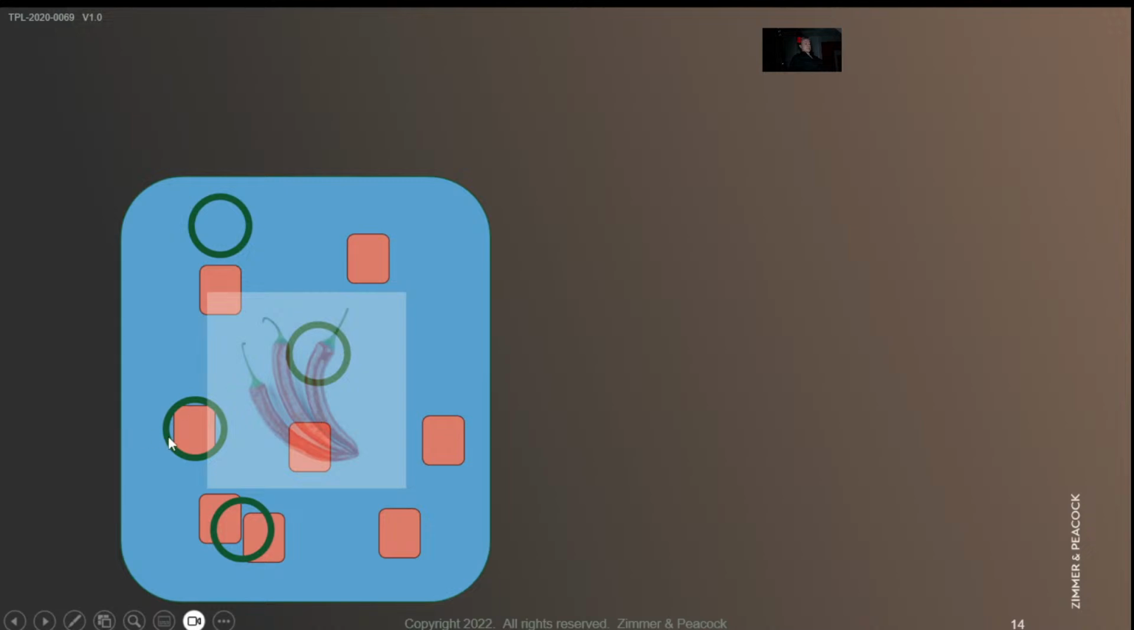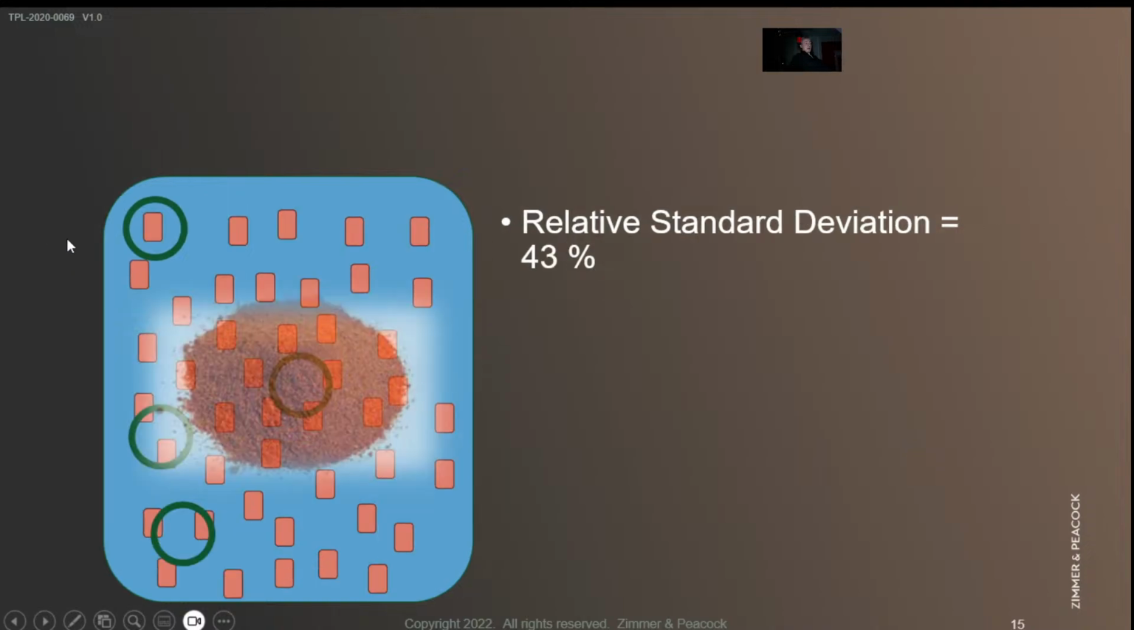0, sample here, I get 0, sample here, I get 1, sample here, I get 2, then my relative standard deviation is 141%. That means that essentially I've got a spread in my data of 141%. With a chili powder, if I sample here, I get 1. If I sample here, I get 3. If I sample here, I get 2. If I sample here, I get 3. I get a relative standard deviation of 43%. I think this is starting to represent what's actually happening in a chili powder.